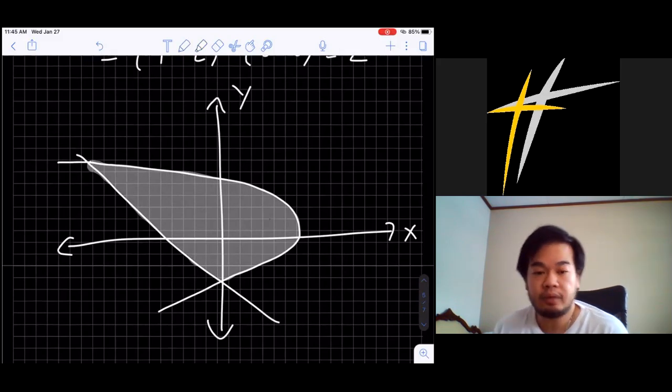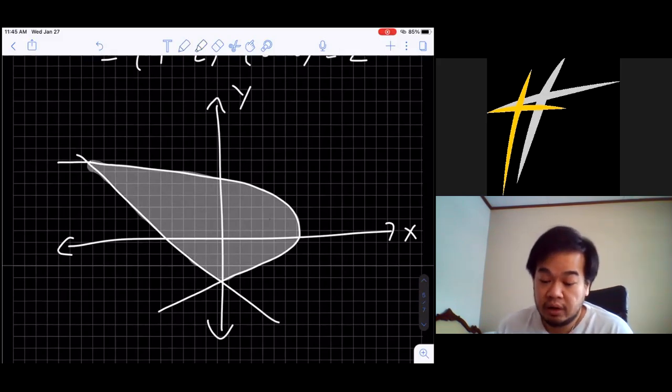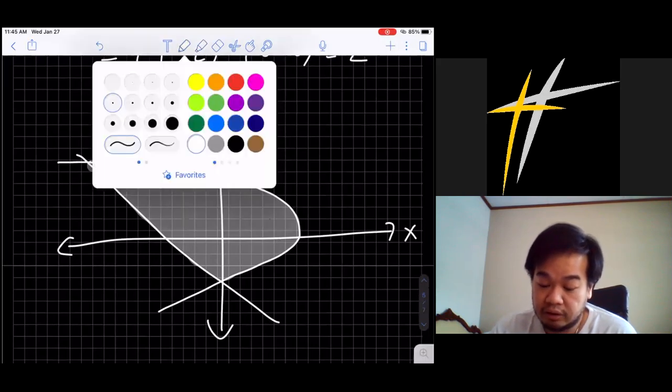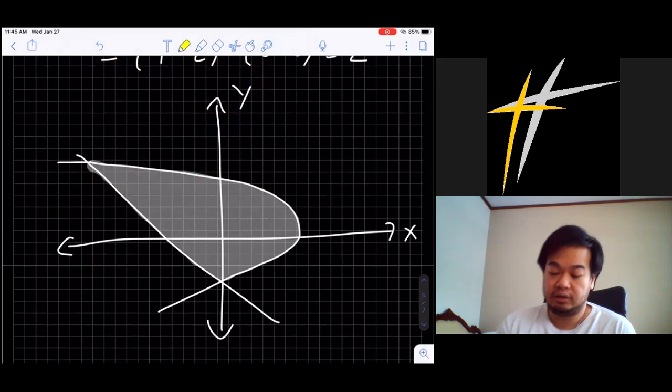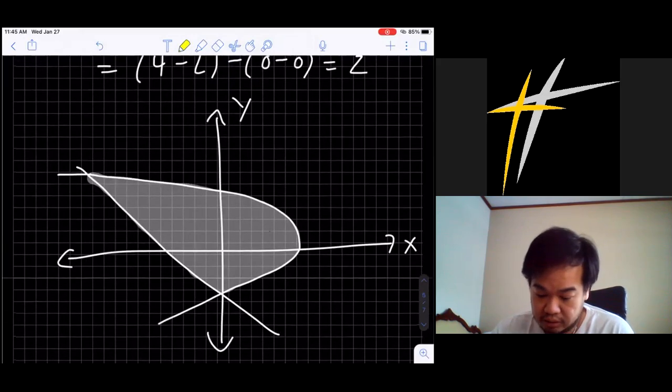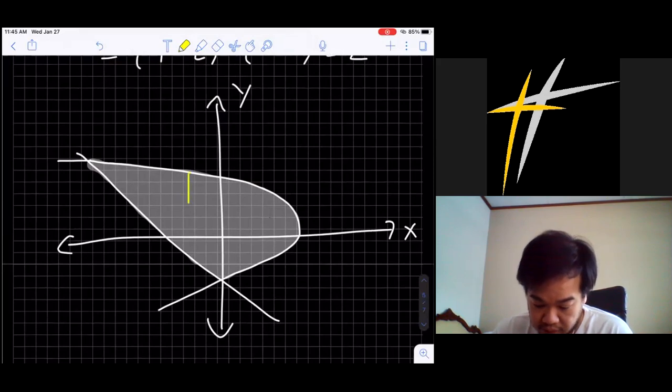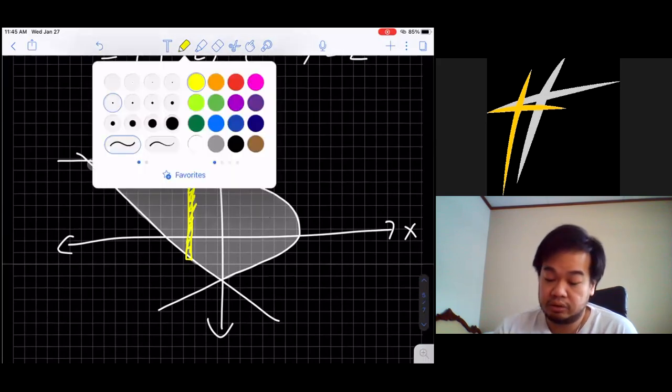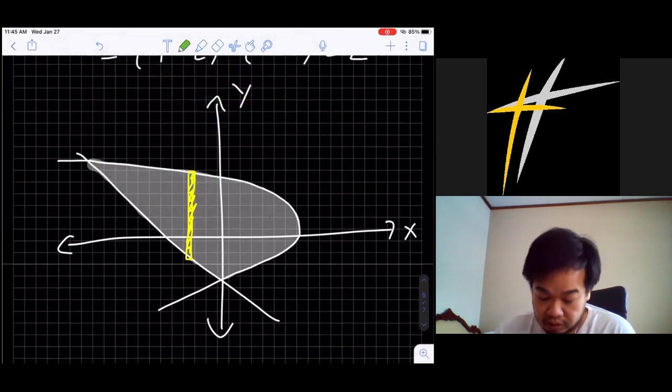Yeah, we want to find the area below the graph. So again, like I said, we can make it horizontally or we can make it vertically, right? So this is the vertical one. Let's say this is the vertical one. But then it can also be made horizontal like this.